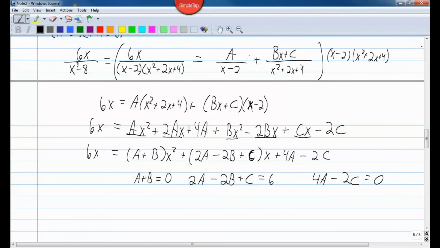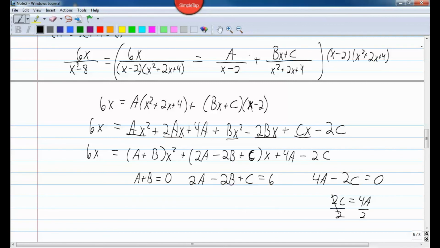Alright, so now we have this system of equations. We have this equation that has a, b, and c. We have this equation that has a and b. And we have this equation that has a and c. So what you want to do is get rid of this c right here so that you'll have two equations with just a and b. So to do that, I need to solve for c. You could move the 2c over and flip it around and get 2c equals 4a.